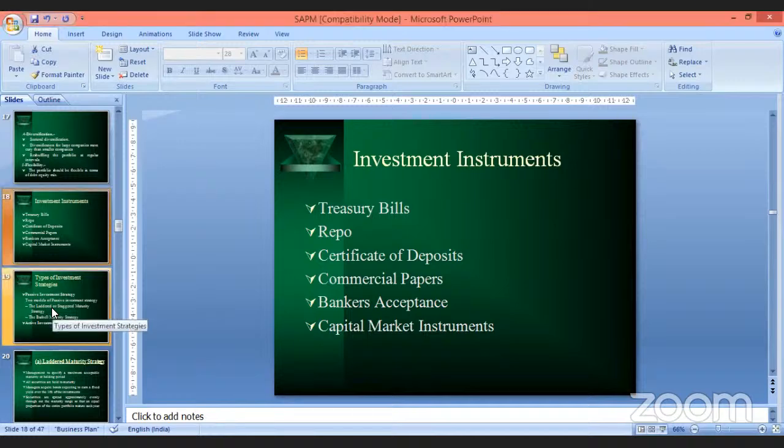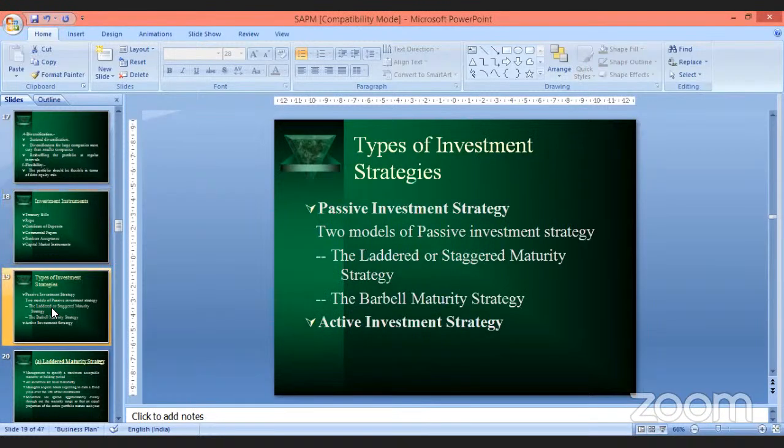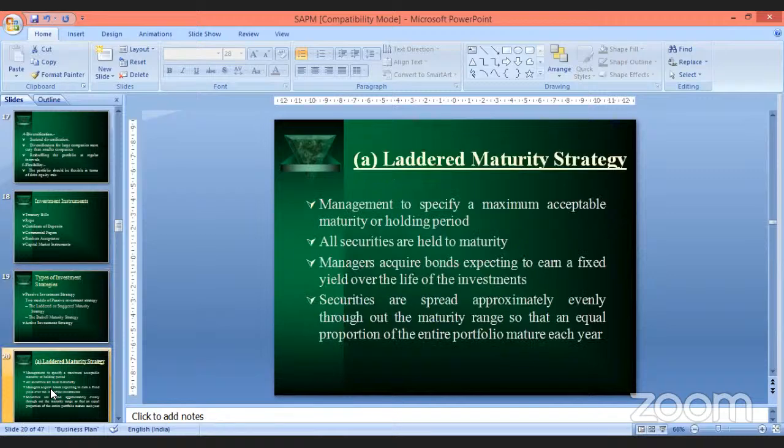So how many types of investment strategies are there? Passive or active, two types. Two types. Very good. So the first one is passive. Again, passive consists of two models. Let us understand the first one, the ladder maturity strategy. Then we'll discuss the second one, barbell maturity strategy. So what is a ladder? You know the term ladder?